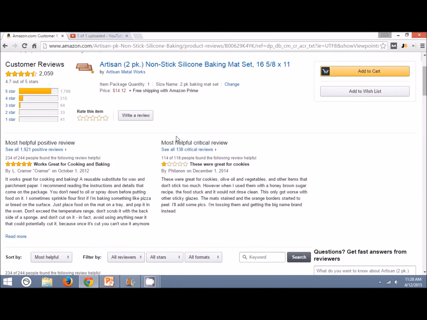Okay, so basically, let's take note of that. What I like to do is keep note of that. So what I would write down for that is that sticky products are not good with the silicone baking mat. It also says it leaves the mat stained and orange borders started to peel. So definitely take note of that.